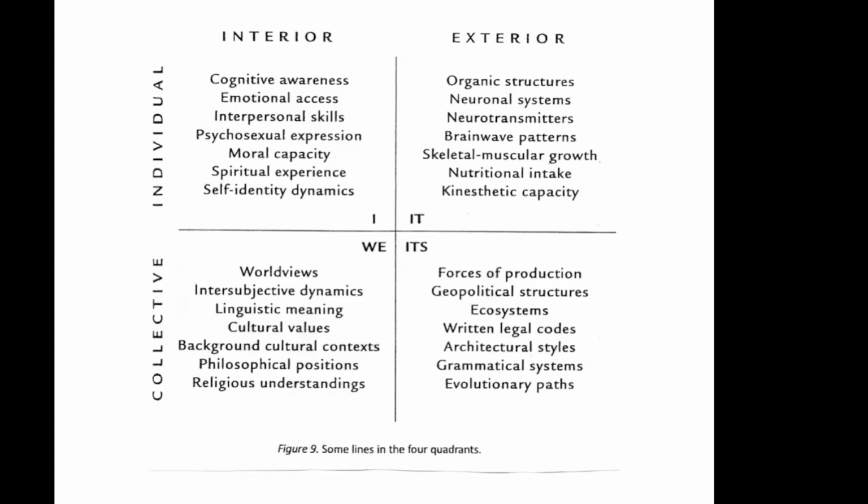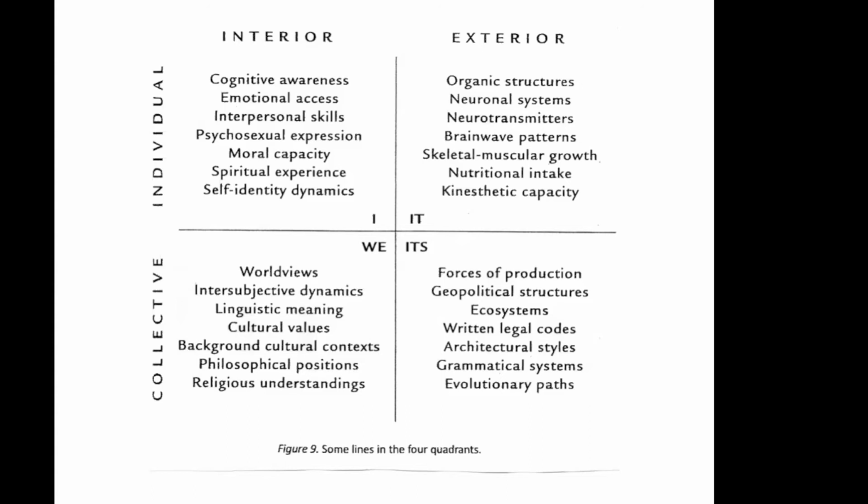Then in the upper right, you've got organic structures, neuronal systems, neurotransmitters, brainwave patterns, skeletal muscle growth, nutritional intake, kinesthetic capacity. In the lower right, the forces of production, geopolitical structures, ecosystems, written legal codes, architectural styles, grammatical systems, evolutionary paths. And in the lower left, the we space, we'd have worldviews, intersubjective dynamics, linguistic meaning, cultural values, background, cultural context, philosophical positions, and religious understandings.